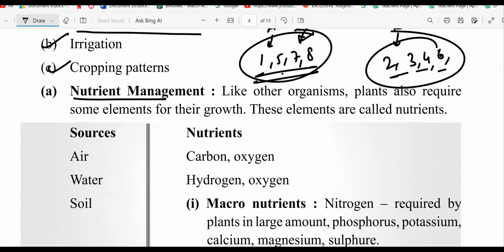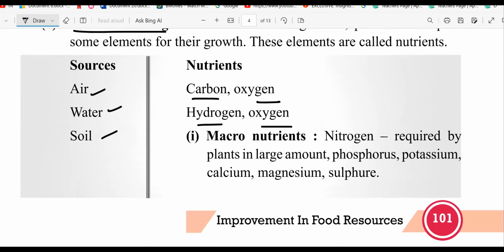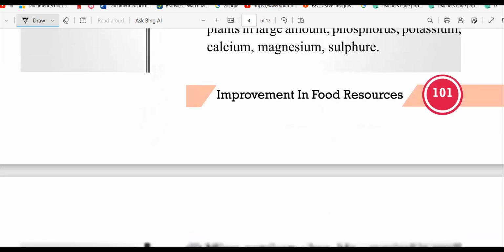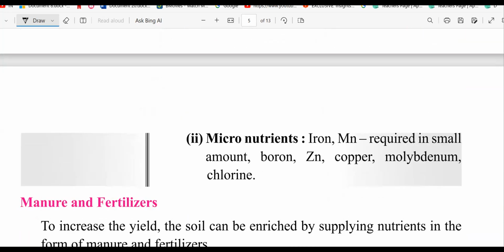Now nutrient management. Like other organisms, plants also require nutrients for growth. You know very well, the sources of nutrients can be air, water, and soil. From air, it takes carbon dioxide and oxygen when required. From water, it takes hydrogen and oxygen. And from soil, it takes macronutrients and micronutrients. Micronutrients are required in small amounts, but macronutrients are required in large amounts.